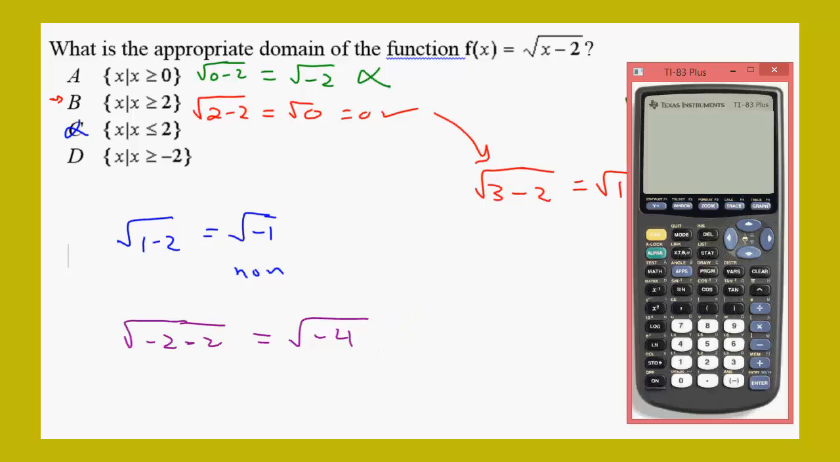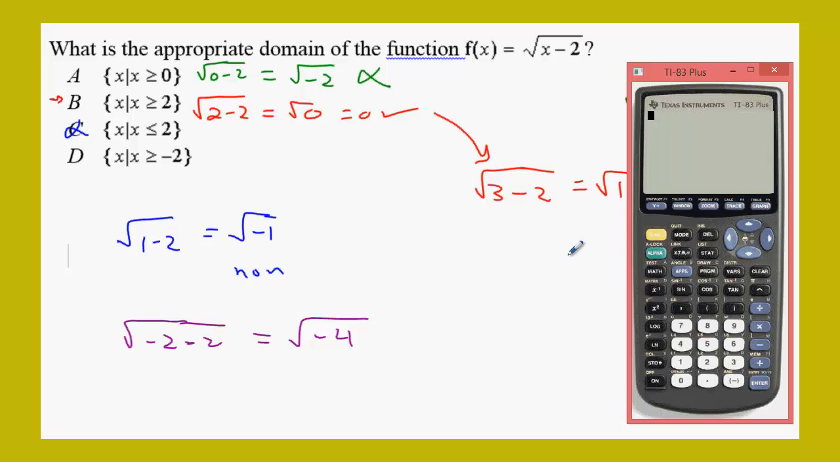And also check the answer with the calculator. Let's see here if we have this right or not. If you take the square root of negative 4, let's see what we're going to have in the calculator here. You will get a non-real answer, a non-real error.